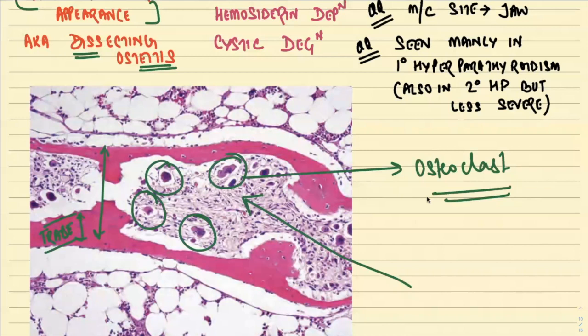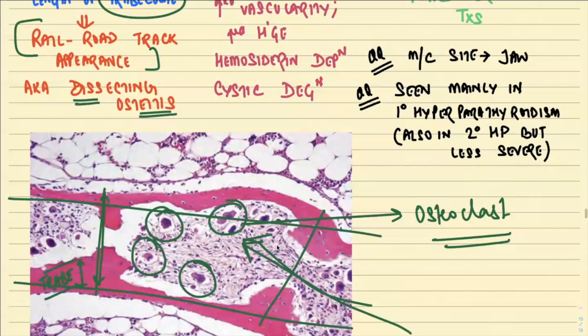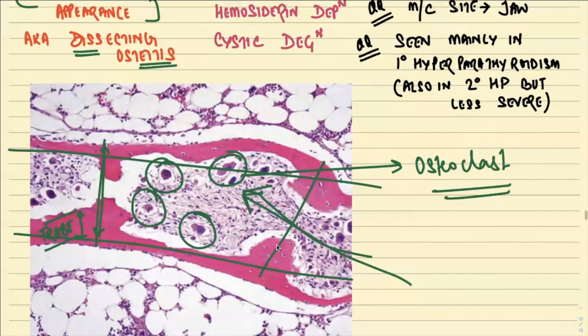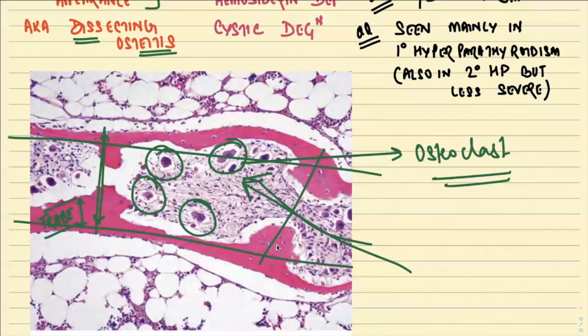So these osteoclasts have somewhat eaten across the bony trabeculae, and they have made an appearance as if this is like a railroad, a train railroad appearance. And these are the tracks. Can you appreciate? That is why the term has been kept as the railroad appearance, called dissecting osteitis. Why dissecting? Because the osteoclasts are dissecting their way through the bony trabeculae. Is this point crystal clear to everyone?